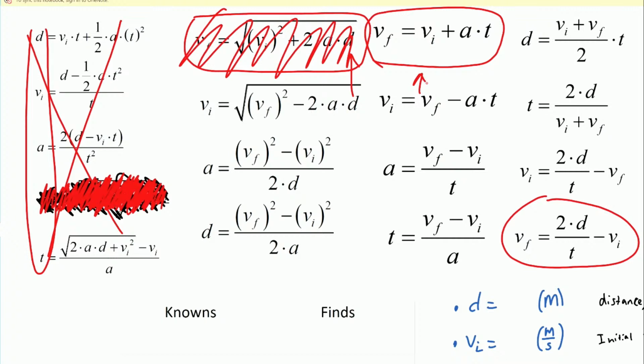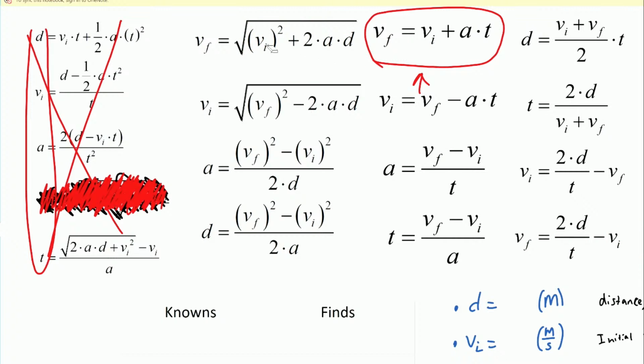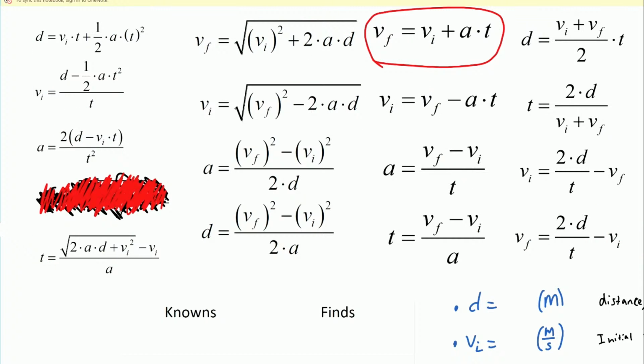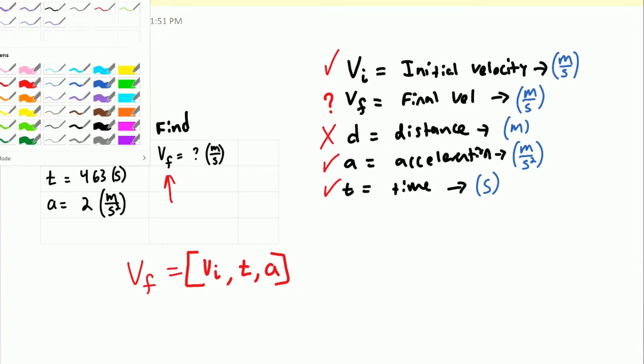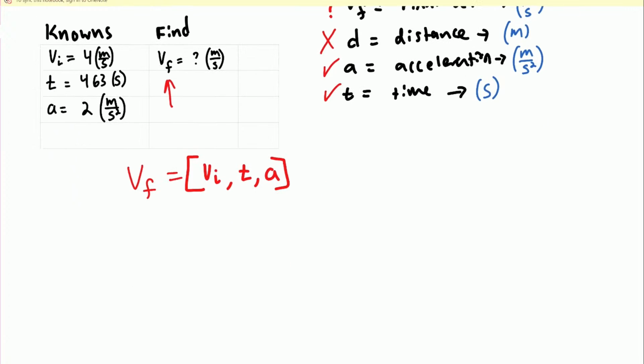This one looks promising, so we're going to hold on to that for now. Then I'm going to check this one. Oh, there's a d right there. I get rid of that. So out of all 16 of these equations, the only one that looks like it'll fit is this one: v sub f is equal to v sub i plus a times t. So I'm going to come over here and write that down. v sub f equals v sub i plus a times t.